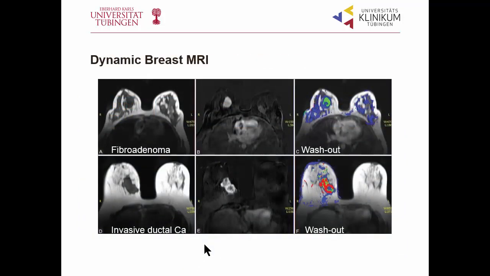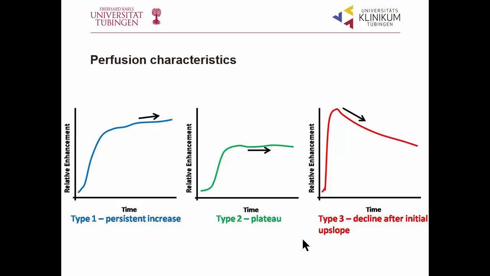The same goes for dynamic breast MR, where we can distinguish between benign and malignant tumors, also based on the washout. This is a fibroadenoma with a low washout. This is an invasive ductal carcinoma with an intense washout. So the more aggressive the tumor, the stronger the washout. And this is how we assess perfusion MR, DCE MR in clinical routine.